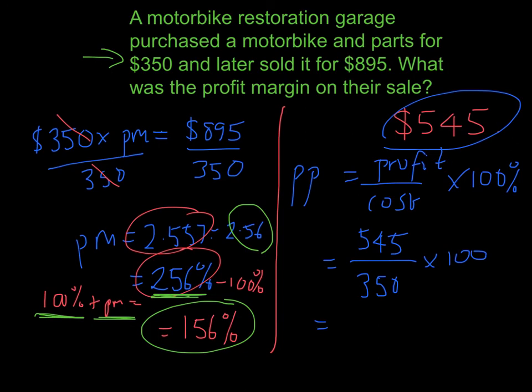So yet again, get your calculator out. 545 divided by 350 is equal to 1.557, times it by 100 is equal to 155.7. If we round that off to the nearest whole number, 156%. So in this case, either method works, just be careful with which one you go with, that you use the right formula and you get back to the correct profit margin. Always a good thing to go back and check your answer with the original rule that we learned.